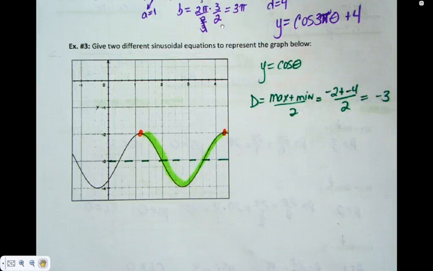It's not a distance, it's a placement on the graph. We want to know how much we've moved it down. What that tells us is we moved it down 3 units.